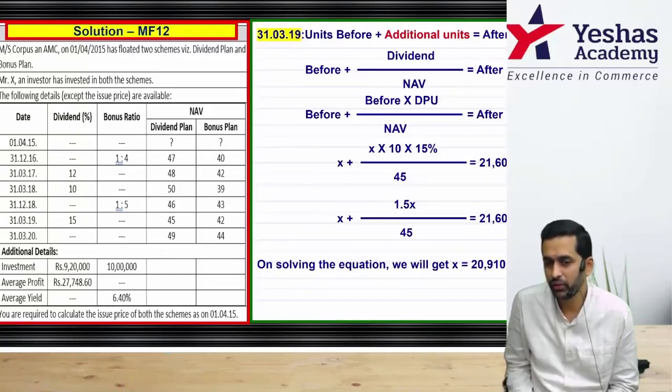In CA Final, if you are not solving the equation correctly, I am not responsible. No one is responsible. Number is matching. Yes. 20910.